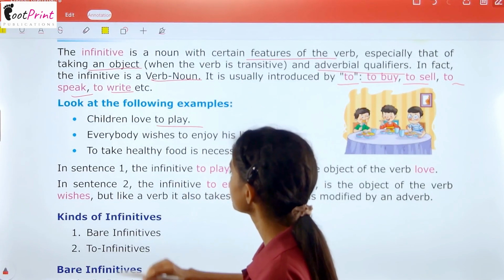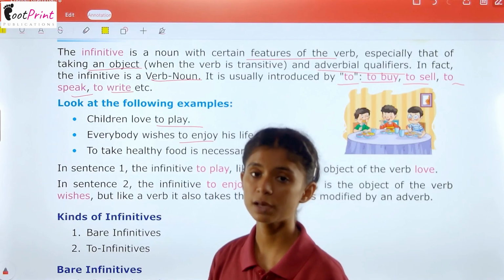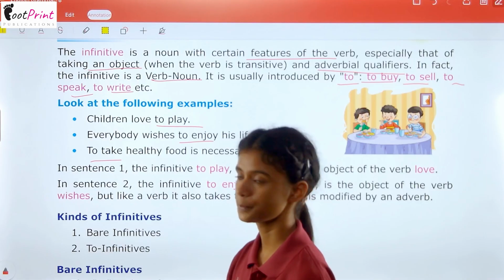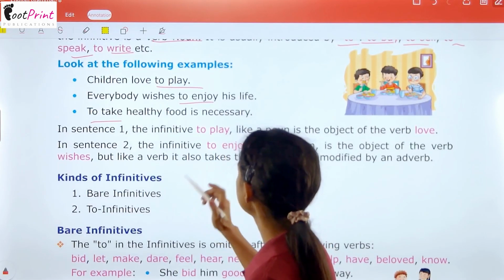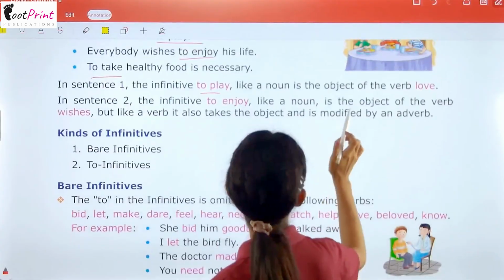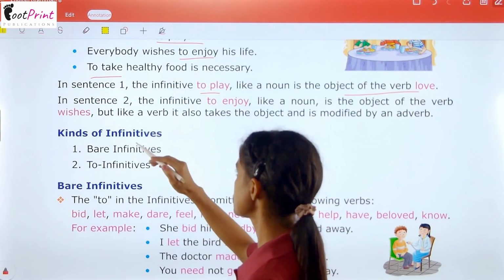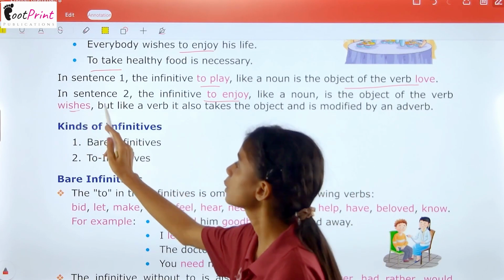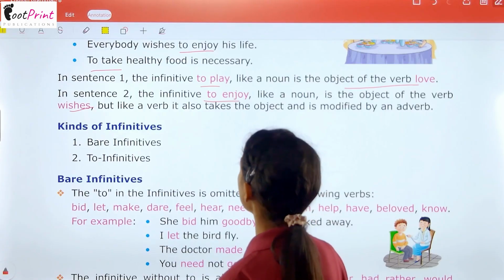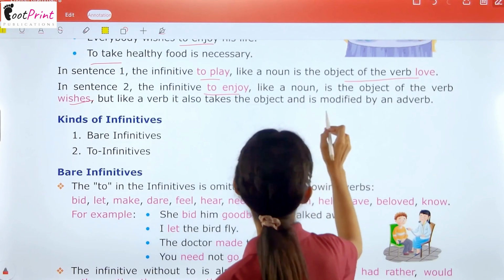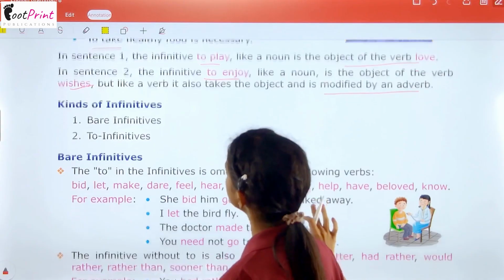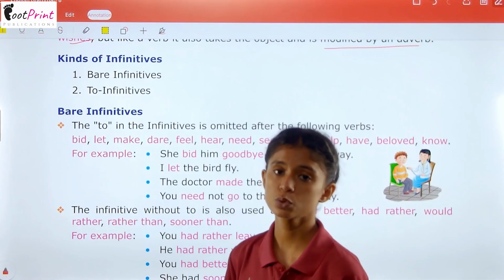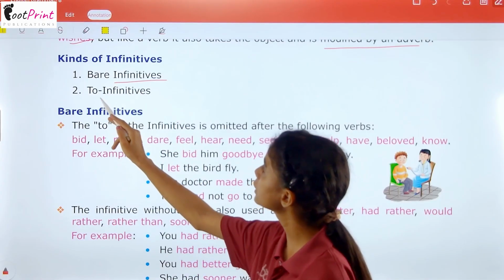Children love to play. Everybody wishes to enjoy his life. It is like a noun that we use here. To take healthy food is necessary. Now, in sentence 1, the infinitive to play, like a noun, is the object of the verb love. In sentence 2, the infinitive to enjoy, like a noun, is the object of the verb wishes. Okay, so it is being used as the object. But like a verb, it also takes an object and is modified by an adverb. Now, it is also divided into two types: bare infinitives and to-infinitives.